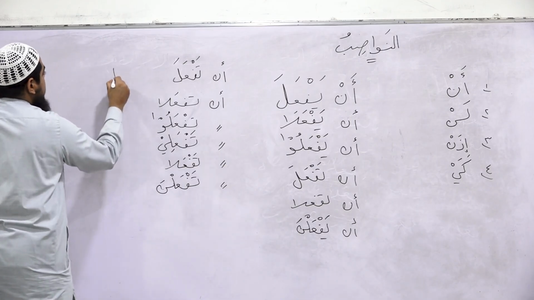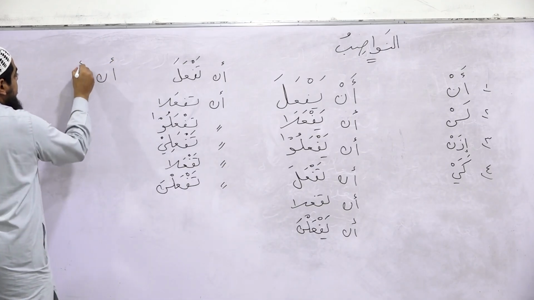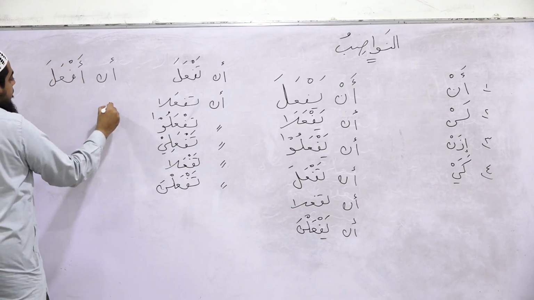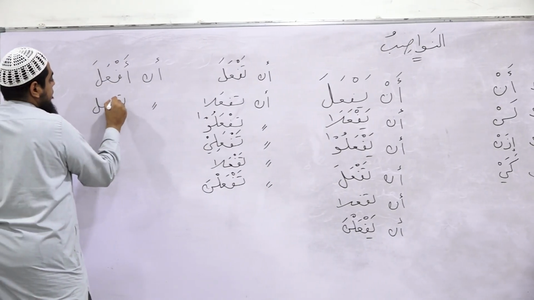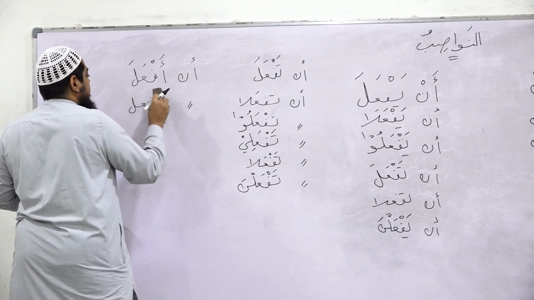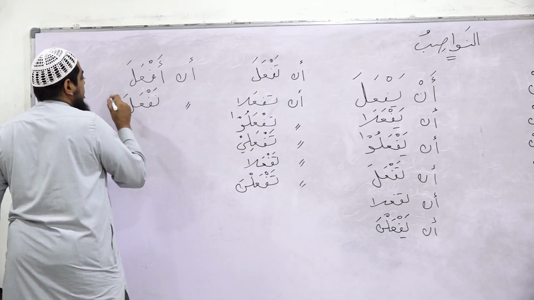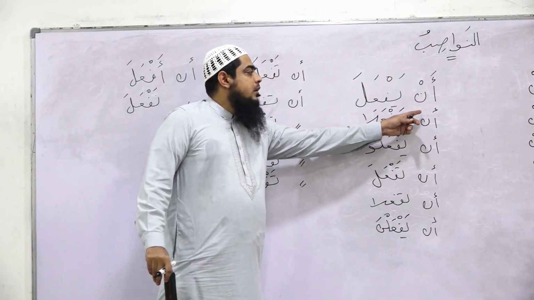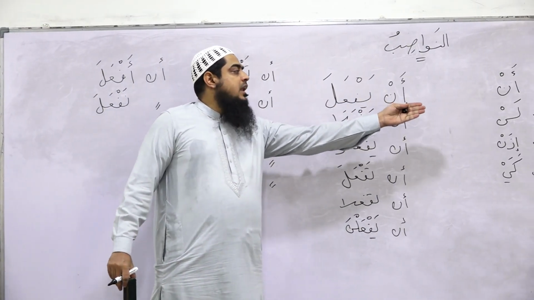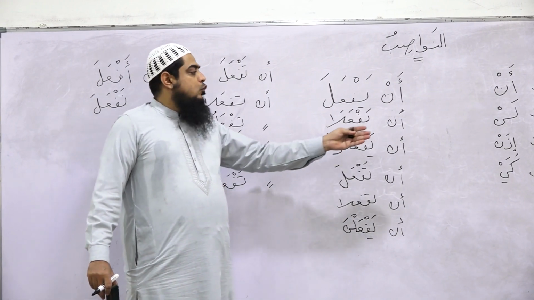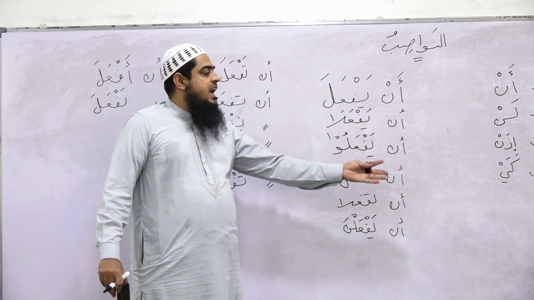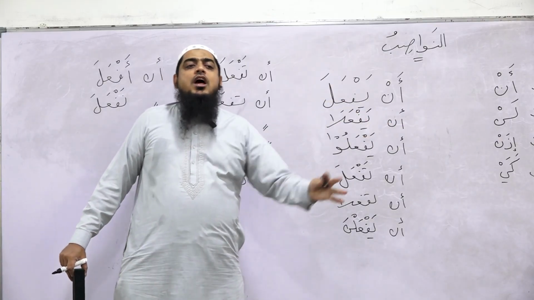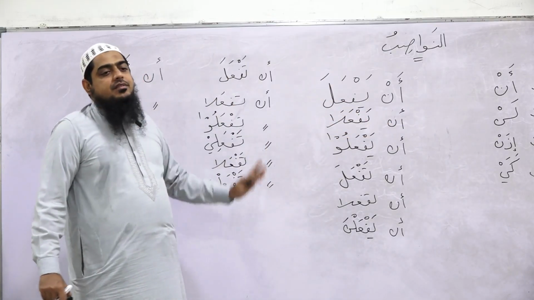And then an. So this an gives nasab. You remove an and put lan, the same thing will happen. You put idan, the same thing will happen. You put kay, the same thing will happen. These four give nasab. When al-fi'l al-mudari takes this nasab, this thing happens.